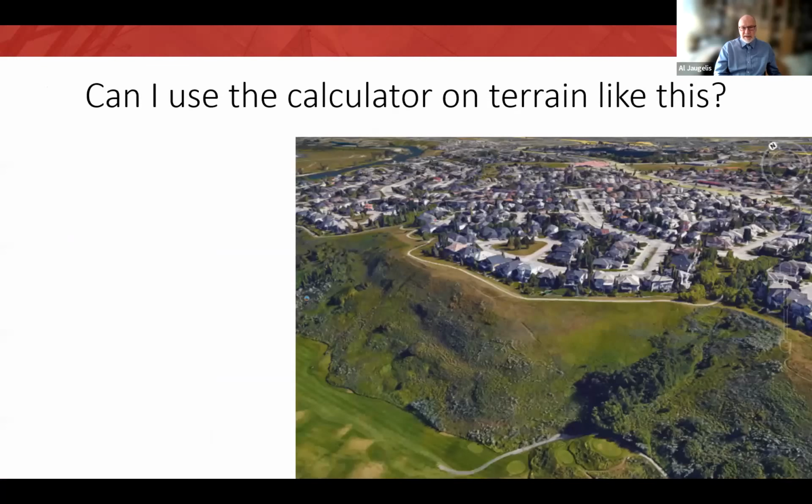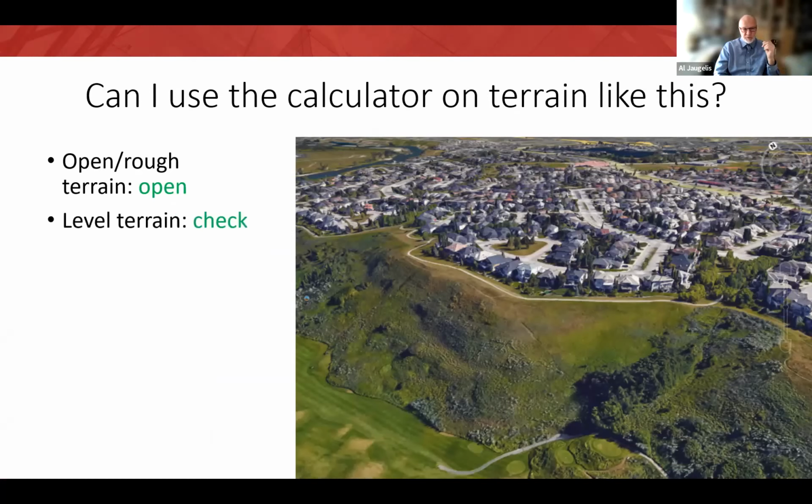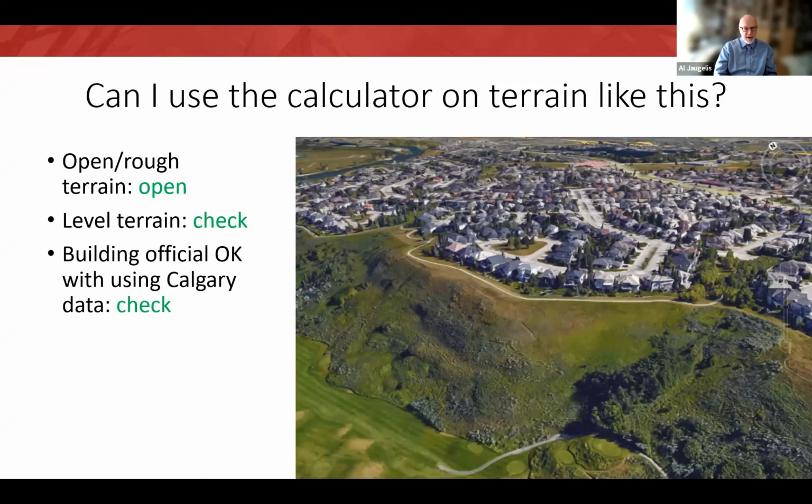Now, can I use the calculator on terrain like this? This is a really interesting example that Dave brought to us, because the Canadian supplement tells us that we can use it on level terrain. We only have to be worried about whether the building is on a slope. So somebody looking at this site in Calgary might say, okay, open or rough terrain? It's open terrain. Is it level? Yes, the homes appear to be on level ground.